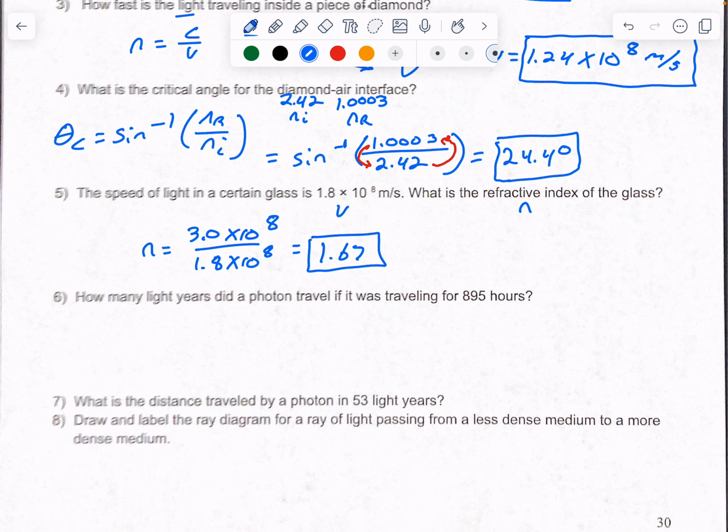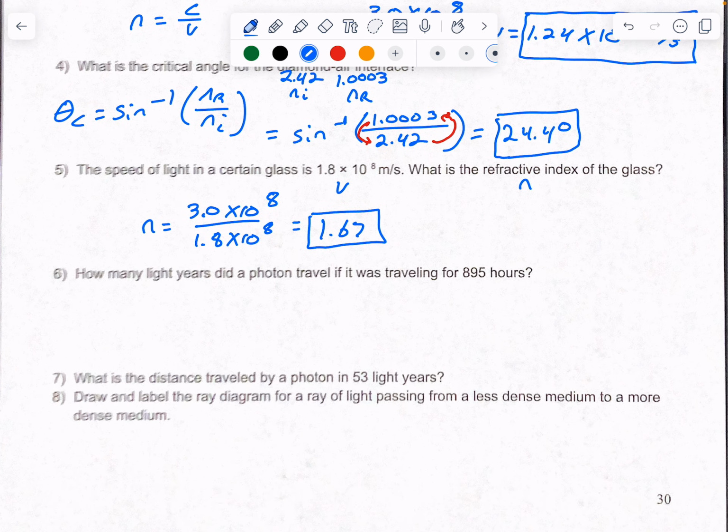How many light years did a photon travel if it was traveling for 895 hours? Don't get hung up on a photon. What you care about is that we're talking about an object moving at light speed. And 895 hours, I can't have that. I need to multiply that by 60 minutes, because there are 60 minutes in an hour, and then multiply that by 60, because there are 60 seconds in a minute. That gives you a time of 3,222,000 seconds. Now I'm in seconds, so we're good.